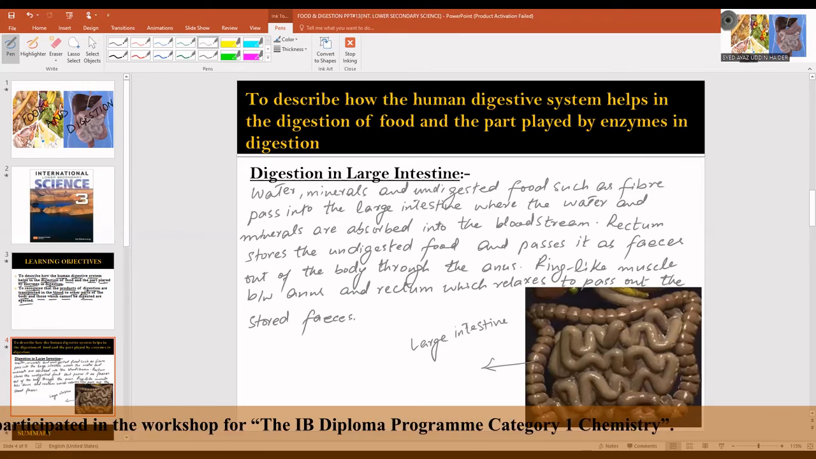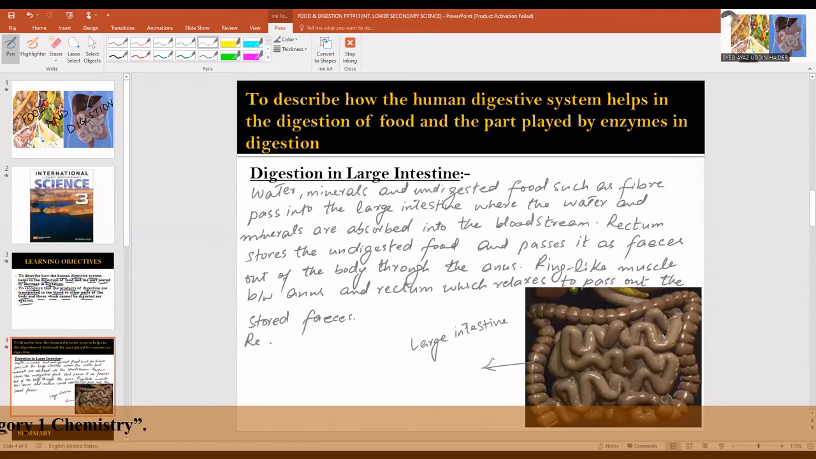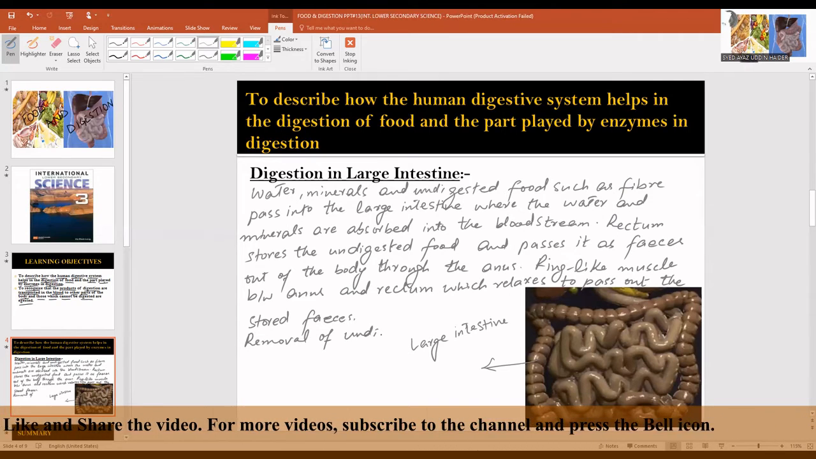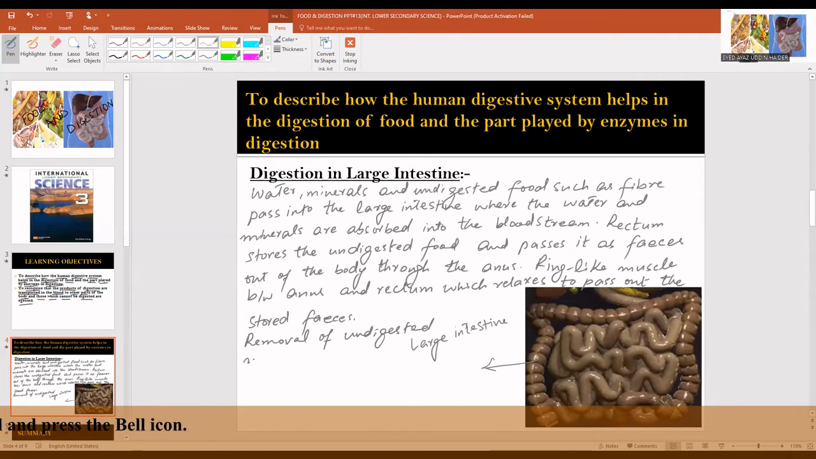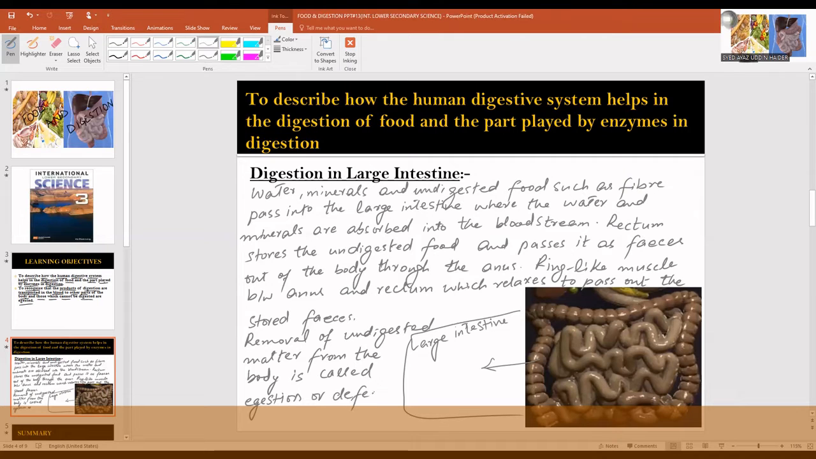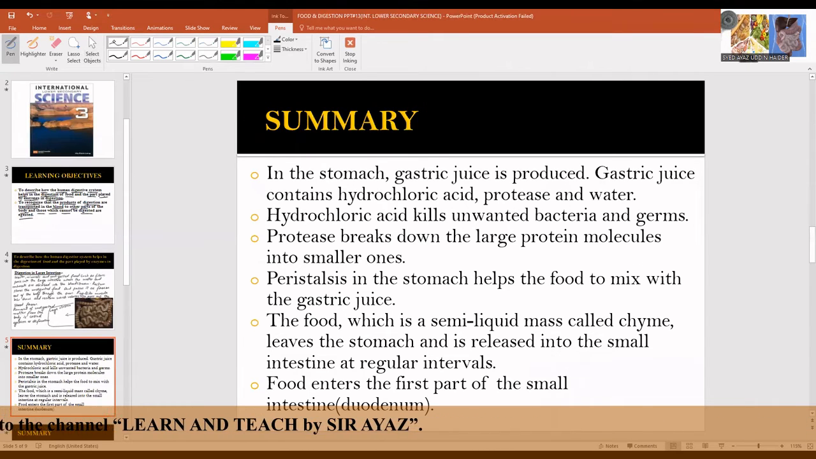The removal of undigested matter from the body is called egestion or defecation. Not excretion. Here is a summary.